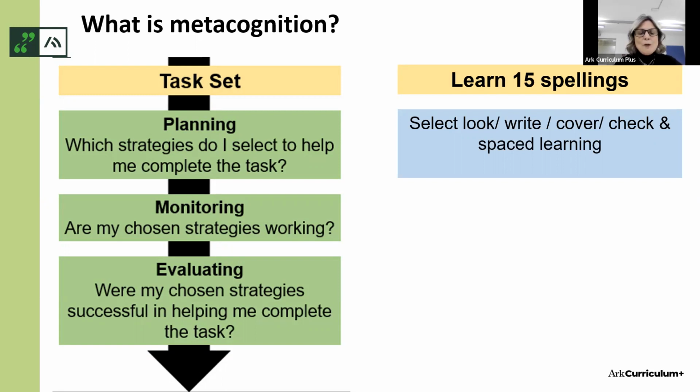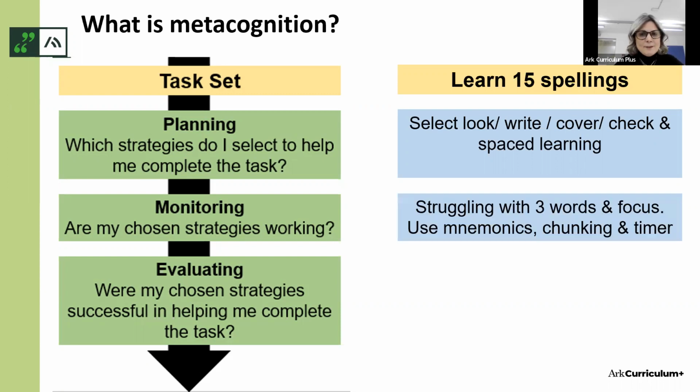So I'm going to think about strategies that have worked for me in the past. At primary school, we used look, write, cover, check, and that worked really well. And we've been doing a little bit of work in English as well about spaced learning and how we shouldn't cram the night before and how actually we should do some look, write, cover, check, and then leave it for a day and then try again. So I do that for about 3 or 4 days. Now, at that point, a really important part of metacognition is monitoring. Are my strategies working? If I keep using look, write, cover, check and spaced learning, by the end of the week, am I actually going to know my 15 spellings?